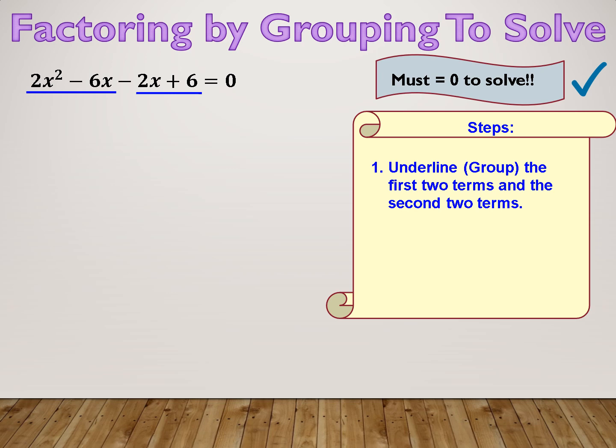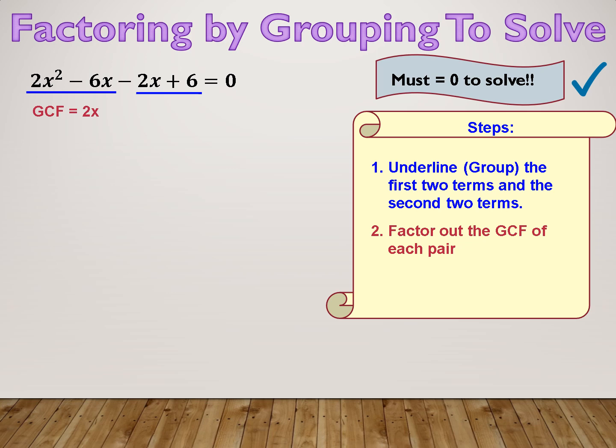So the GCF of the first pair, well, the biggest number that goes into 2 and 6 is 2, but I can also factor out an x. So my first GCF is going to be 2x. The second two, well, can't pull an x out, but I can pull out a 2 because 2 is the biggest number that goes into 2 and 6.